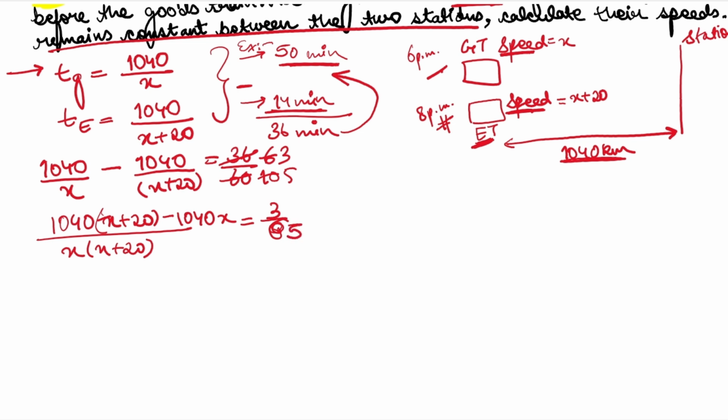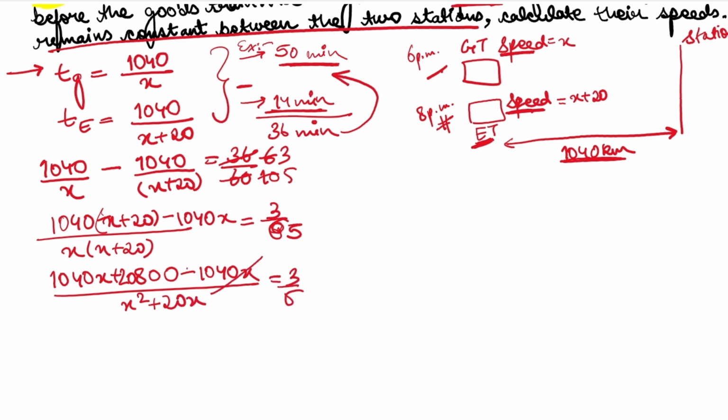Now अब हम क्या करेंगे, क्रॉस मल्टीप्लाई करेंगे एज यूजुअल. सो ये फर्स्ट ऑफ ऑल हम ब्रैकेट्स खोलेंगे. ओके, सो यू गेट अ 0 एंड देन अगेन 0, सो 802 minus 1040x by x square plus 20x is equal to 3 by 5. So अब ये दोनों कैंसिल हो रहा है, तो हम इन दोनों को कैंसिल कर देंगे. So you get it as 20800 is equal to 3 into x square plus 20x.